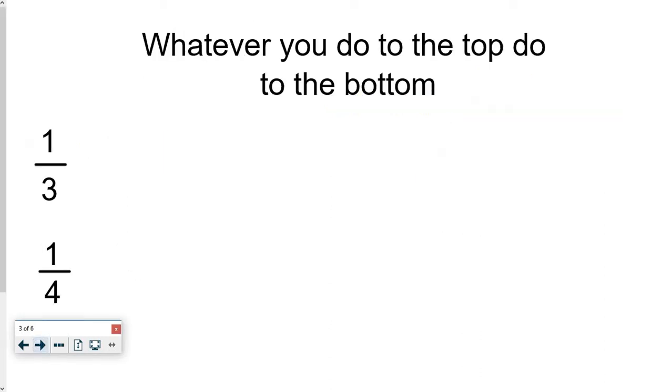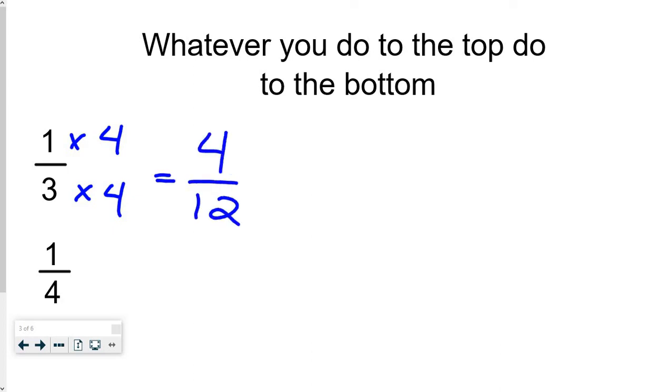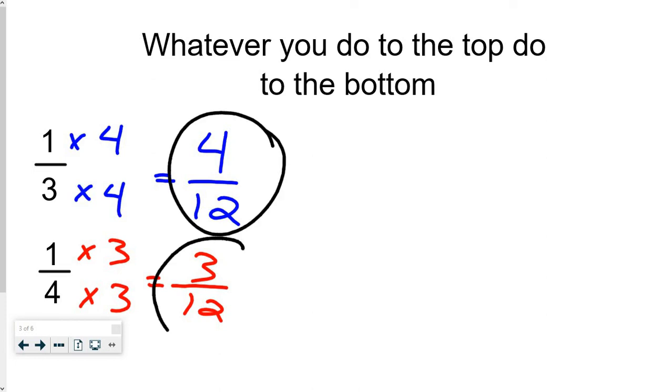To change this to 12, we have to multiply this by 4. Whatever we do to the bottom, we do to the top. Equals 4 over 12. Those are like fractions. They're the same fraction, it's just different numbers. To get 4, we have to multiply by 3. Whatever we do to the bottom, we do to the top. Equals 3 over 12. So now we know 1/3 equals 4/12, and 1/4 equals 3/12.